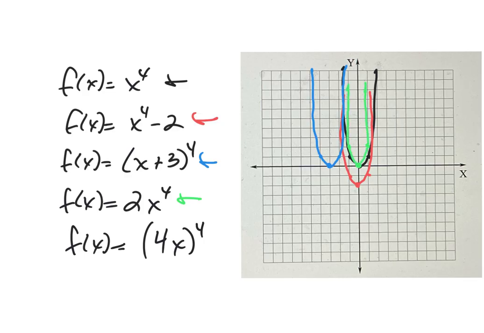And then the last one here, the 4x to the 4th, the 4 is inside, so it's a horizontal shrink by 1/4. So instead of going over 1, I'm going over 1/4 and up 1, over 1/4 and up 1. So that's also really steep. You can barely see it in there.